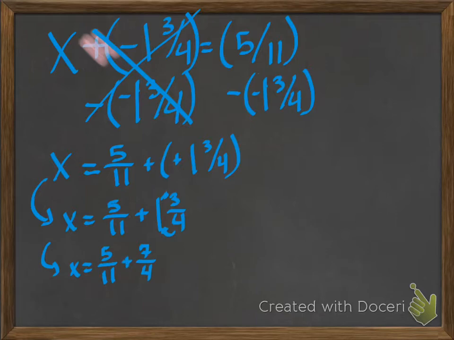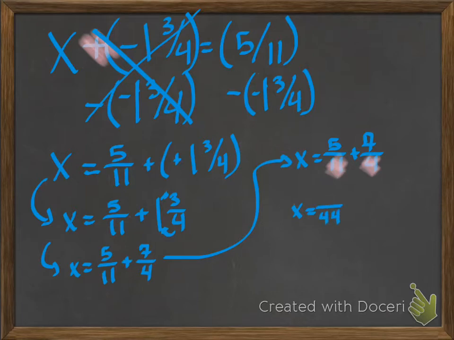All right, so now I'm going to add those together. So how do you add fractions? Well, you need a common denominator. So x equals 5/11, I'll just rewrite it, plus 7/4. What's a number that is shared by both 11 and 4? Well, 44, I don't know if that's the smallest one, but it's the easiest one because I know 11 times 4 is 44. So how do you go from 11 to 44? 11 to 44 is times 4. So I'm going to do the same thing for the numerator. 5 times 4 is 20.